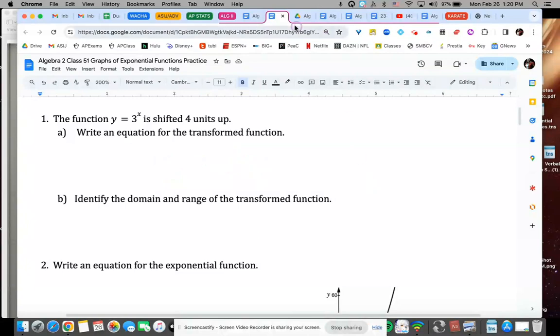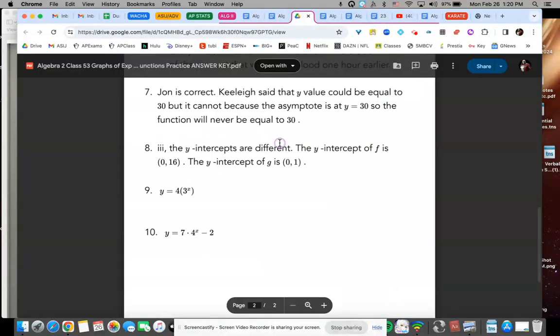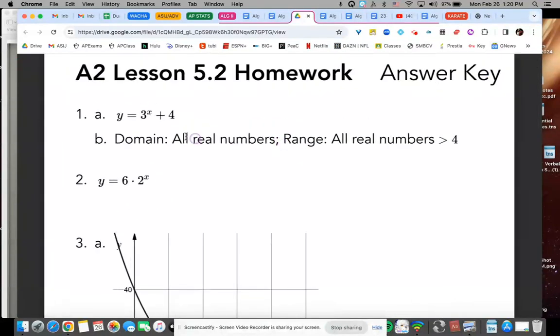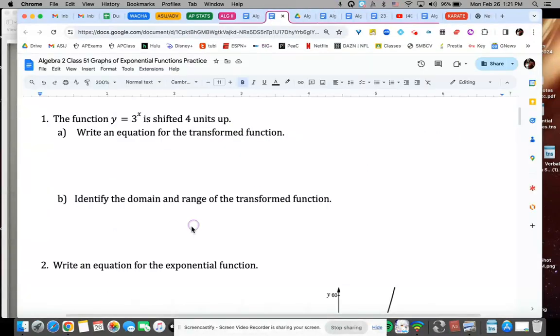I'm going to be jumping back and forth to the answer key, which is over here. Let's go up to number 1. There it is. So you can see that's our answer. Okay, identify the domain and range. Well, that picture, that image I had of the graph is really very good because that will help you with your domain and range.